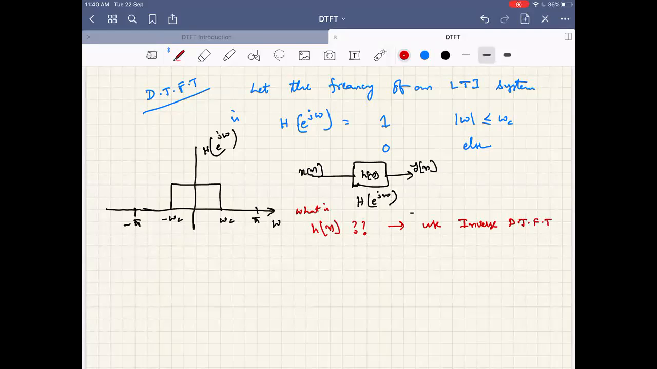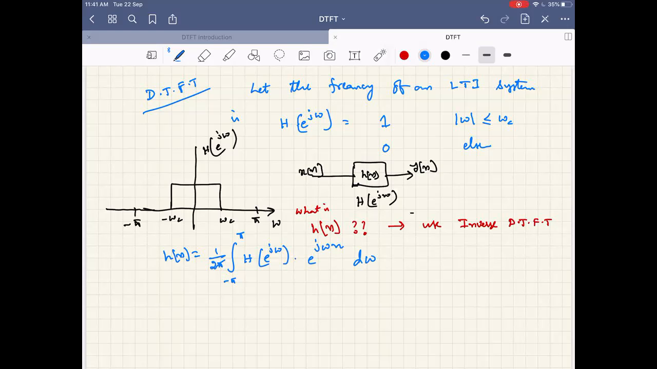Yeah, so let us do it now. How do we find h of n given h of e power j omega? As you know, by definition, it is 1 by 2 pi, integral from minus pi to pi of h of e power j omega into e power j omega n d omega. We anyway express the signal x of n in the frequency domain. The whole information of the signal is again there in the frequency domain representation that is shown here.